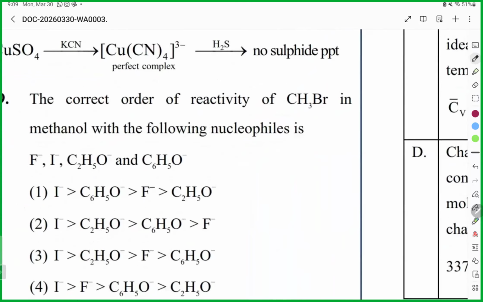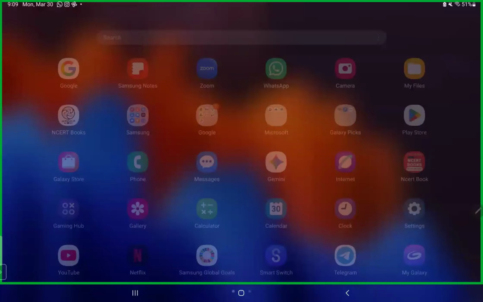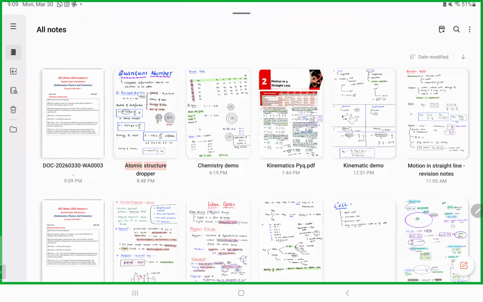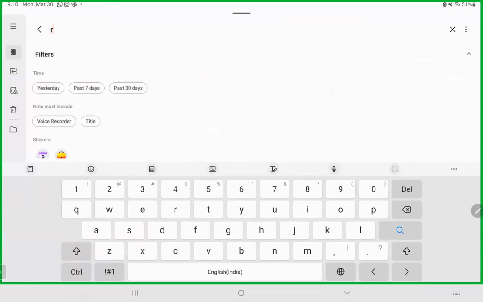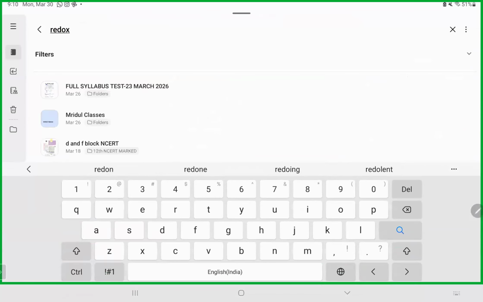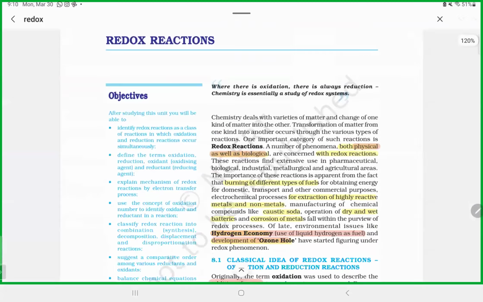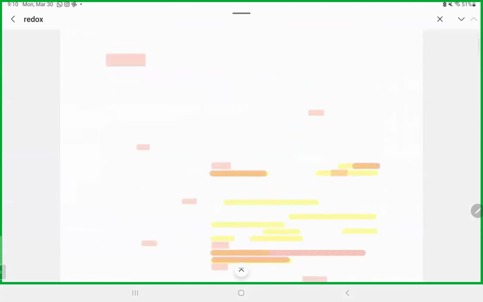Yes. I will show you this part also. If you see redox... So, sir, we have to remember the series, sir? Yes.